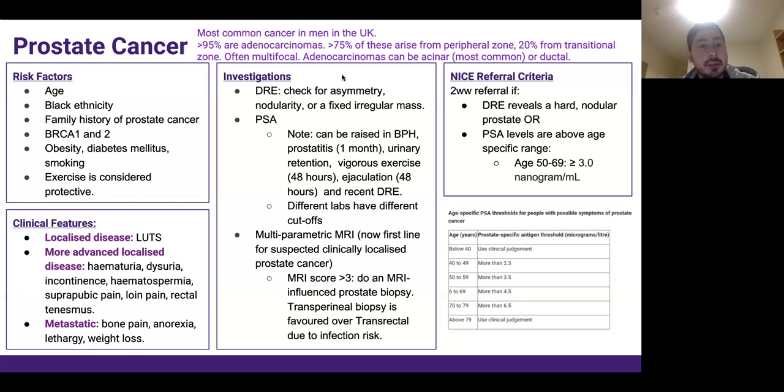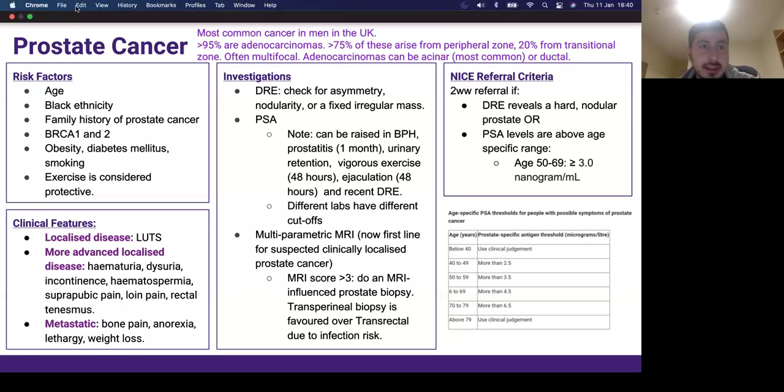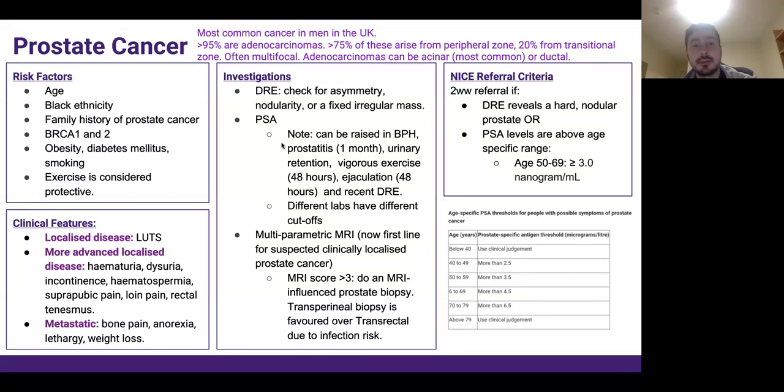How do we investigate this? We start with a DRE, like I mentioned, and you do a PSA. Now, the PSA is a test that they can give you in an OSCE, they can give you an SBA. PSA has a very low sensitivity, but a relatively high specificity. So what that means is that in patients you suspect have prostate cancer, a negative PSA will almost exclude prostate cancer, but PSA can be raised for such a multitude of reasons. Under a third of patients that have a raised PSA actually have prostate cancer. So it can be a difficult test to interpret.